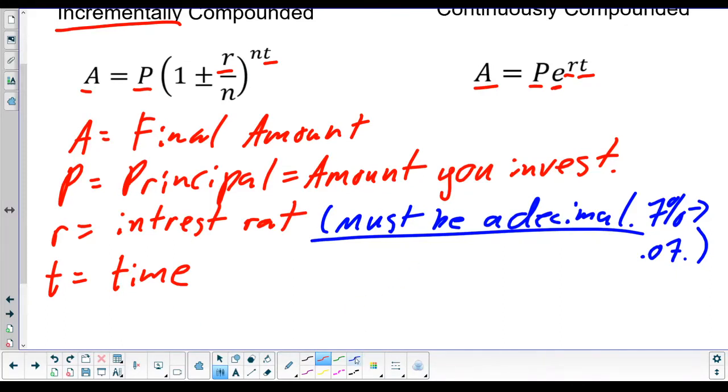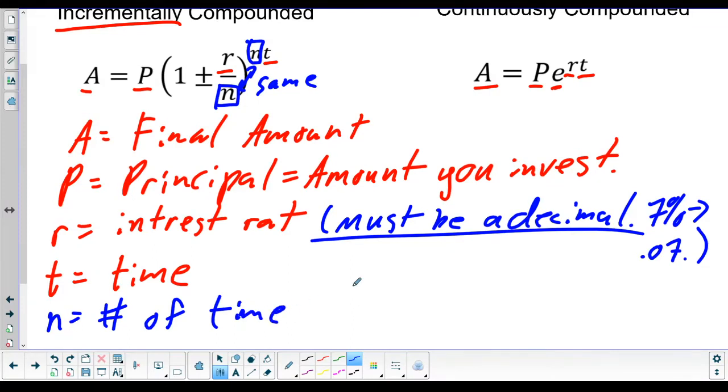Okay, the last variable we have here is n. So these n's are the same n. They will be the exact same number in the equation every single time. N is going to be the number of times you compound your interest. Interest is compounded.